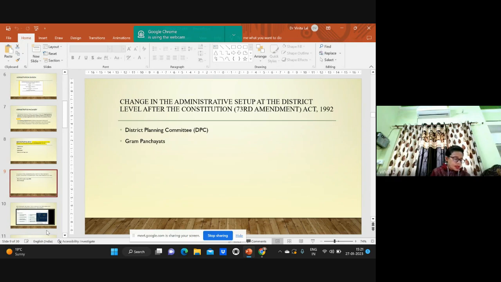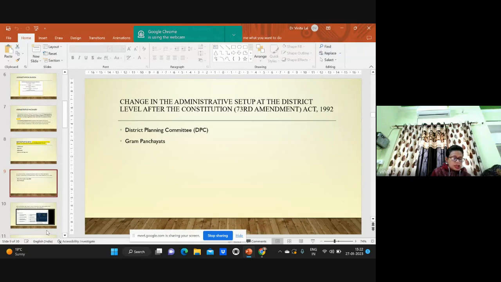So what is the district planning committee? Every state shall establish a district planning committee at the district level to consolidate the plans prepared by panchayats and municipalities in the district, and to prepare a draft development plan for the district as a whole. The state legislature has the authority to make provisions like the composition of such committees, the manner in which members are elected, the functions of such committees in relation to district planning, and the procedure of selecting the chairperson of the committee.